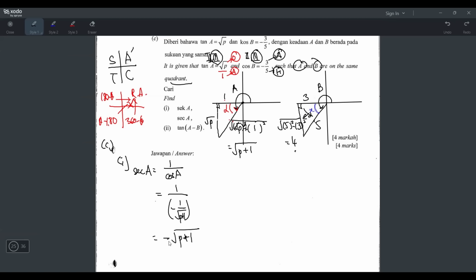Is this correct? Okay, but I'm looking at the scheme, it's different. So, I'm thinking where I made a mistake. So, sec A. Cos A, cos A. Okay, did I do this correctly? Square root p square plus 1 square. Square root p plus 1.